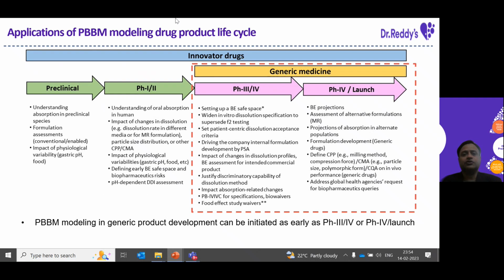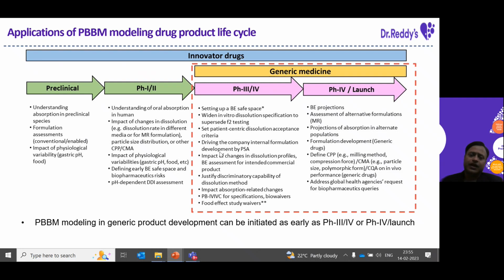So this slide basically talks about the role of PBBM modeling in the drug product life cycle. Although we have applications of this as early as preclinical discovery and even phase 1 to phase 2, from a generic medicine perspective, the application starts as early as phase 3, phase 4, and continues till phase 4 post launch of the innovator drug, and further launch of the generic medicine.